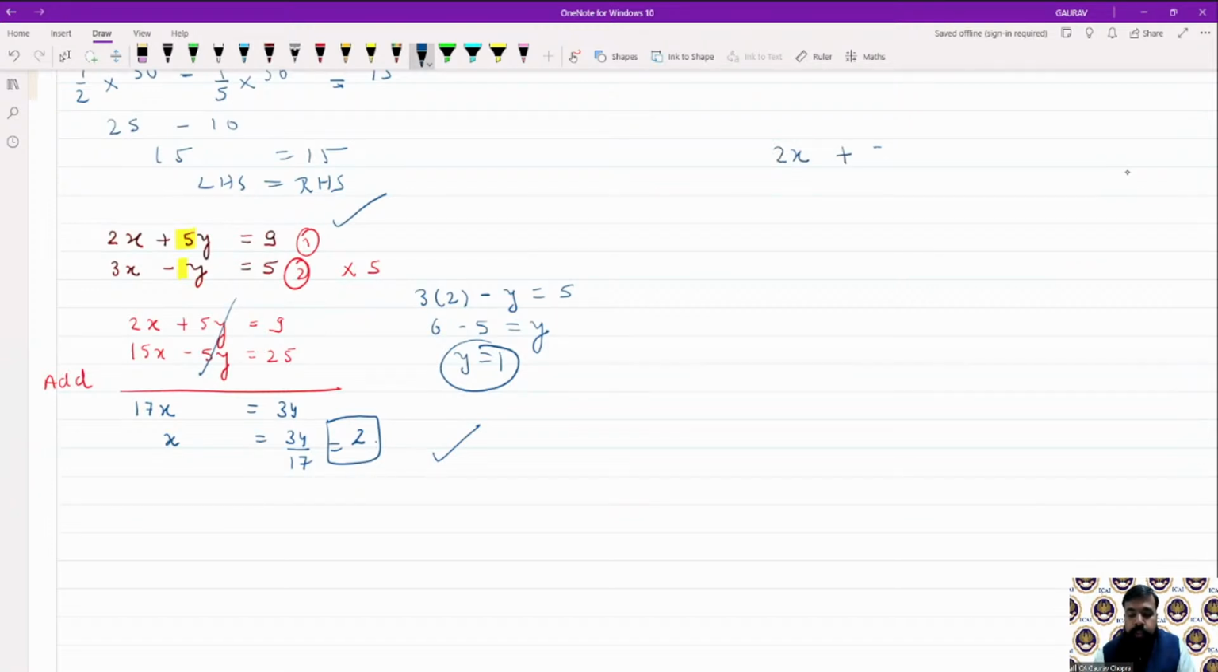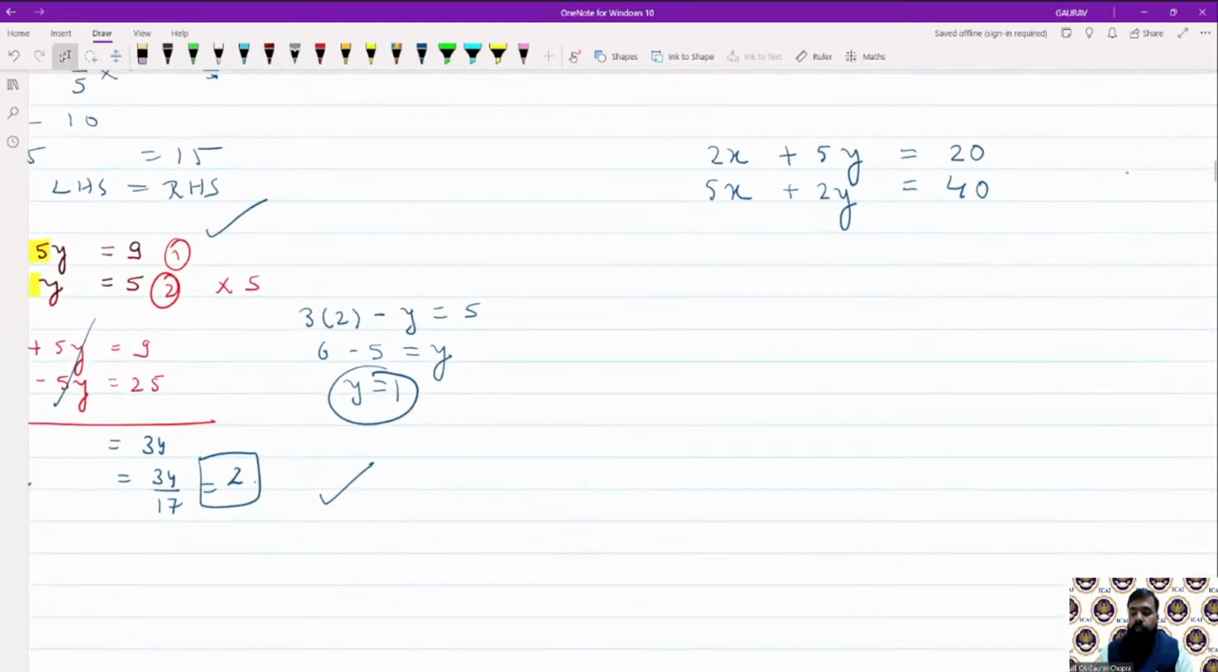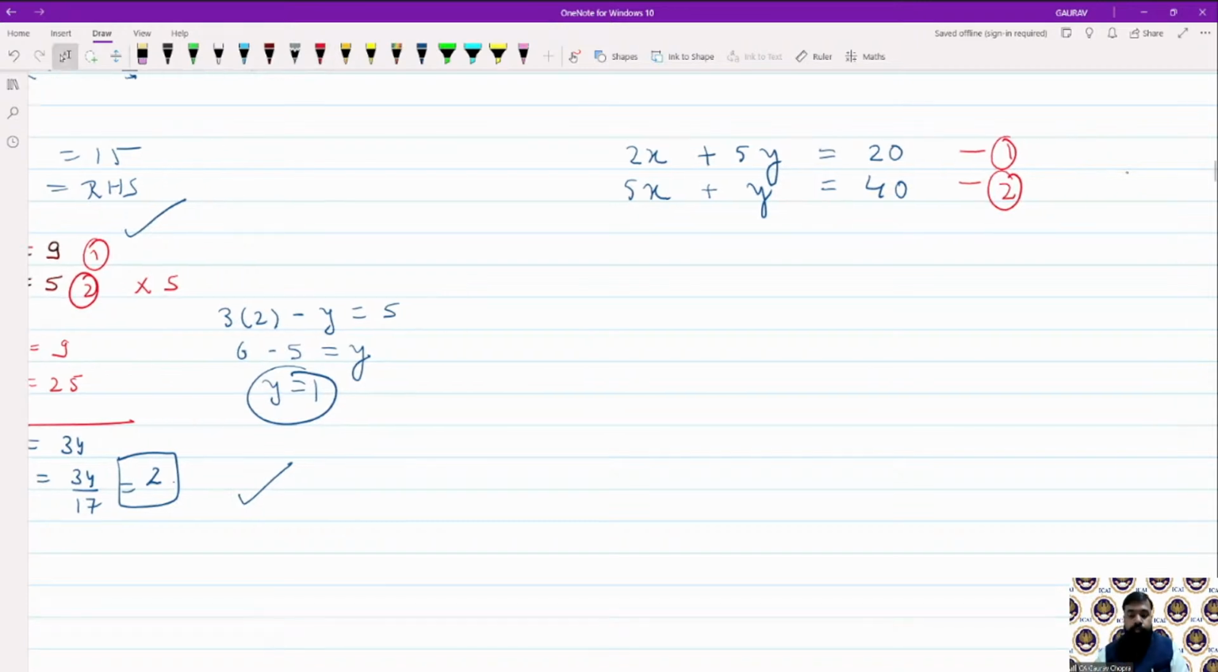2x plus 5y is equal to 20 and 5x plus 2y is equal to 40. Or we can take any other value, 5x plus y is equal to 40. This is given. Now, what can be done? This is equation number 1 and 2. What we have to do is multiply the second equation by 5. This can be done.